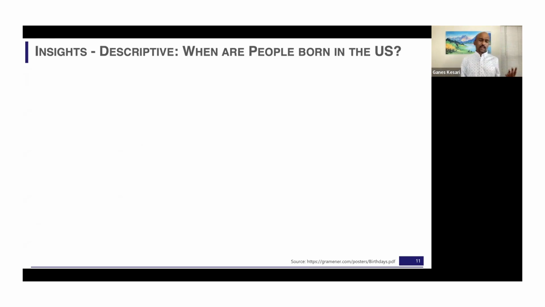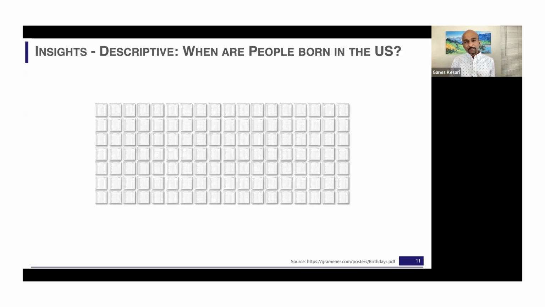We talked about three types of analytics. We'll look at three examples. Descriptive insights. When are people born in the US? This is a question we were grappling with. We wanted to understand, is it completely distributed throughout the year or not? We had 25 years of data.